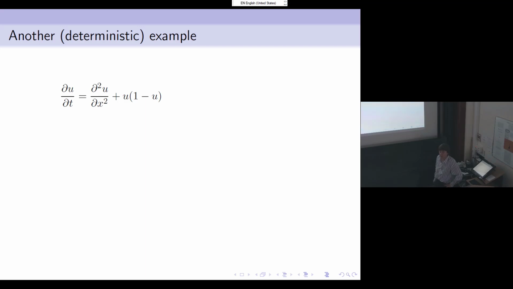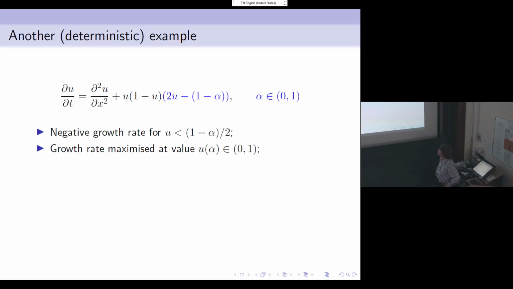We are going to modify the Fisher-KPP equation in this way. We're going to multiply by something that looks like this, where alpha is some parameter between 0 and 1. Now, this is still an equation that can be used to model the spread of an advantageous allele through a population, but it includes something called an allele effect.